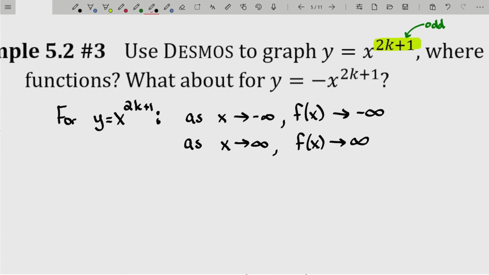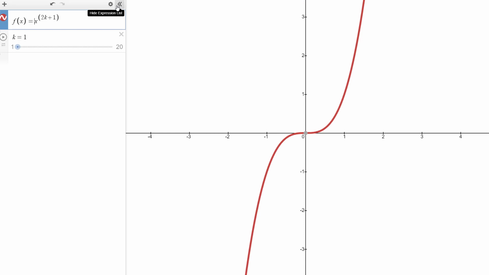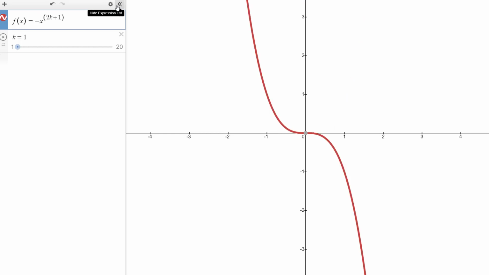So there's not a real big reason for me to showcase this on Desmos. I'm going to do so anyway. And you can see it starts high, goes low. It just rotated, literally just rotated about the x-axis. See? Here's it without the negative, and here it is with the negative. It just rotates about the x-axis.